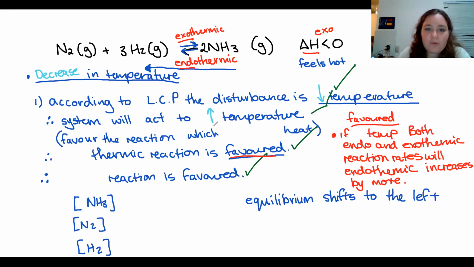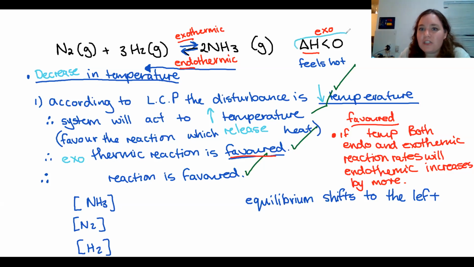Therefore, it will favor the reaction which releases heat or gives off heat. If you want the temperature to go up, you turn on a heater, something to make the temperature go up. The reaction which releases heat is the exothermic reaction, which is now favored. And the exothermic in this case was the forward reaction, because delta H told us the reaction was exothermic.